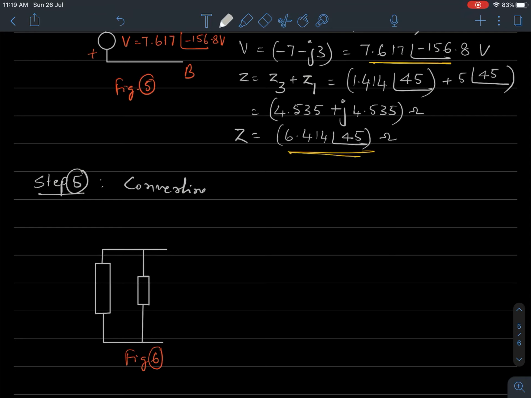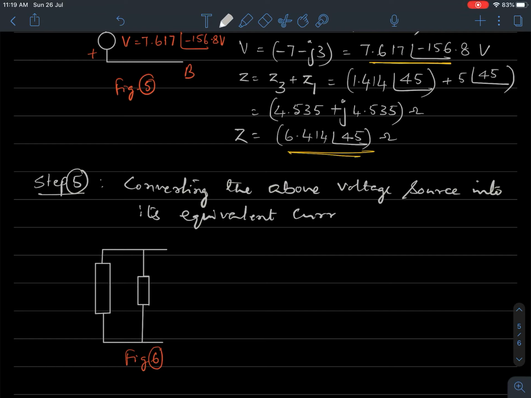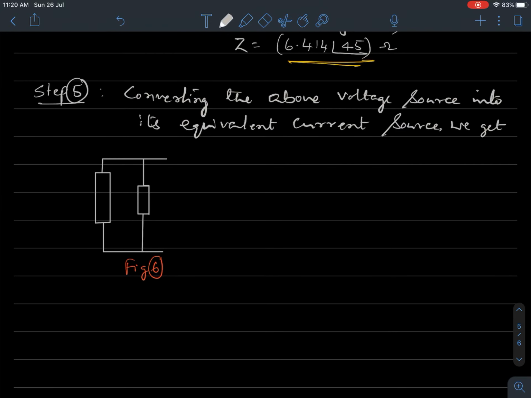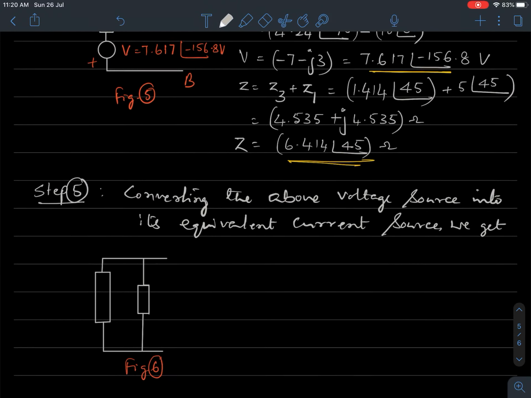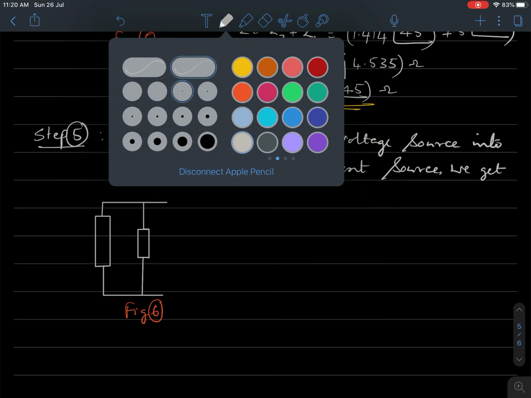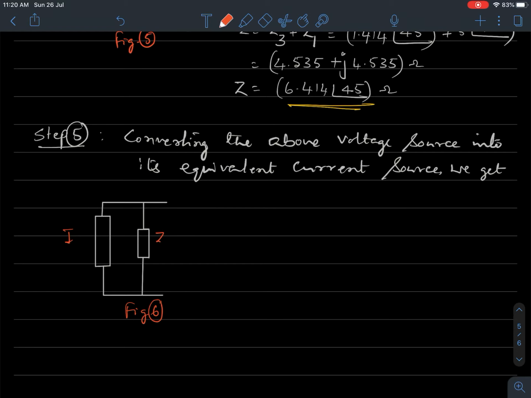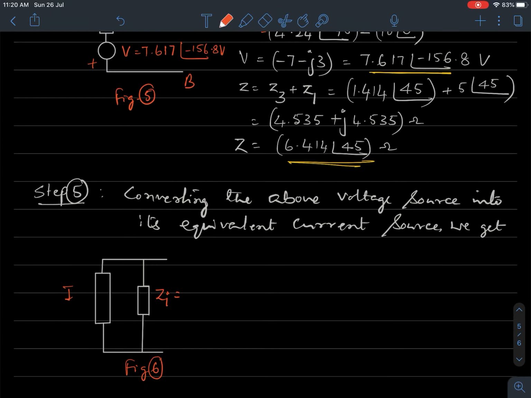Step number 5. Converting the above voltage source into its equivalent current source, we get, what will we call this? Should we call it I? Where we have used I and ZI.